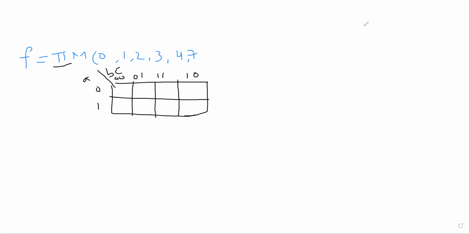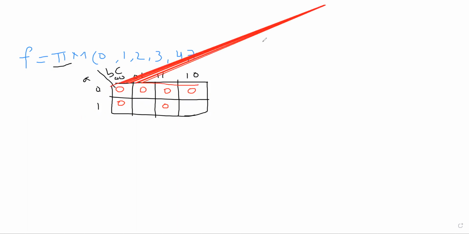But wait a minute here. Since it is a product of max terms, we have to plot zeros instead of ones. That means in the 0 position we have to use 0, in the 1 position 0, 2 position 0, 3 position 0, 4 it is 0, 7 it is 0. Now if you observe, how to group this is very simple.